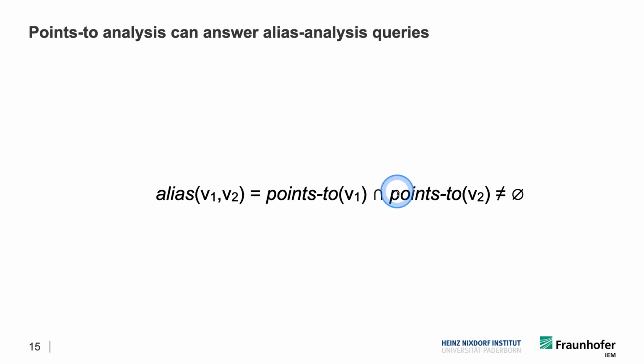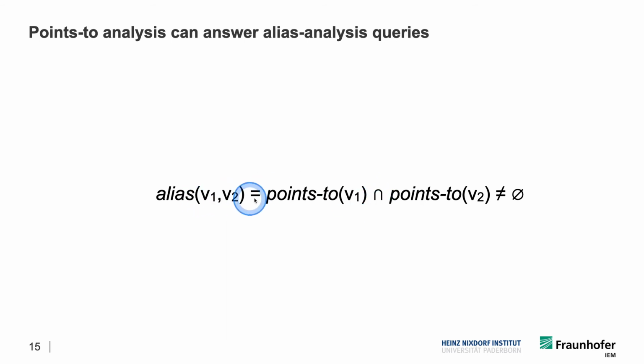You intersect them, right? So this will give you all the allocation sites that both variables have in common in their points-to sets. And if that intersection is not empty, right? So if there are such allocation sites, it means yes, these variables can point to the same objects, and then these objects will be allocated at any of these intersecting allocation sites.